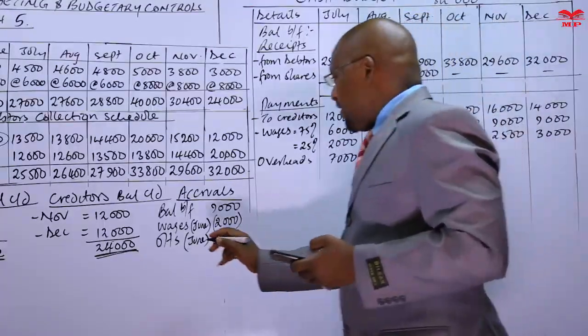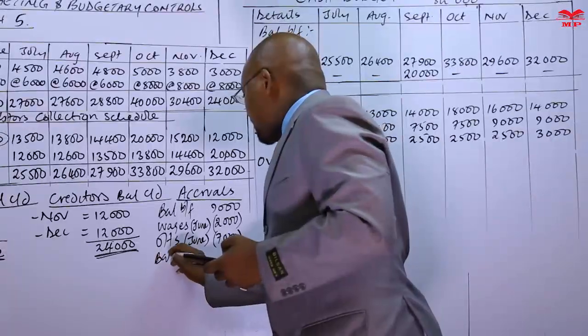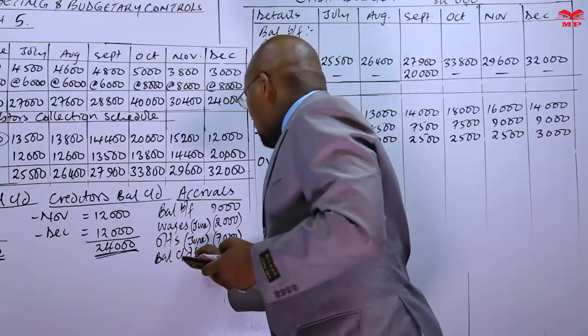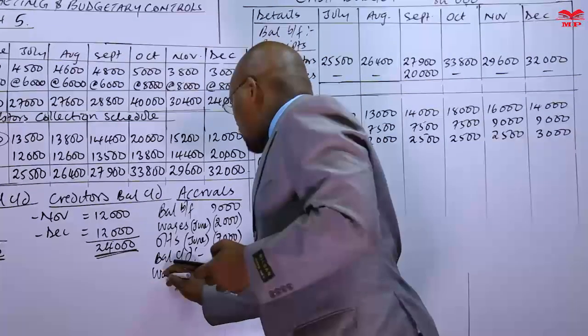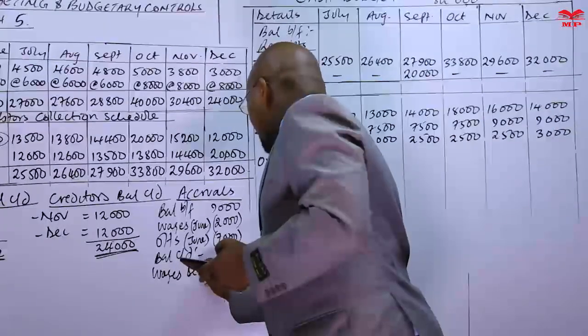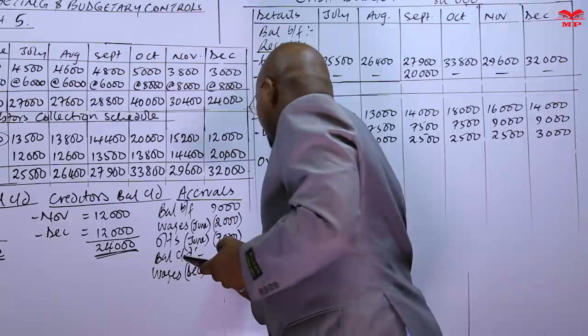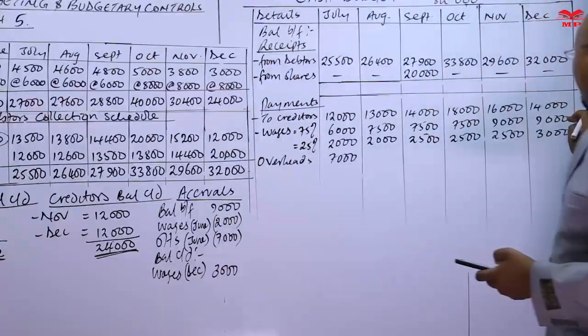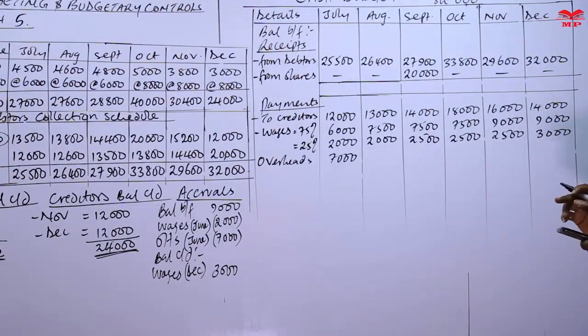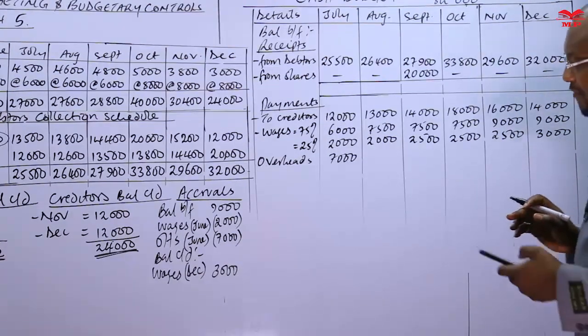But remember, we are having now the new one. So we have the balance carried down, which involves wages for December, which is 3,000. Remember, in December we have received only 9,000 out of 12,000, so 3,000 is not paid in December. So therefore, we are going to have it there.